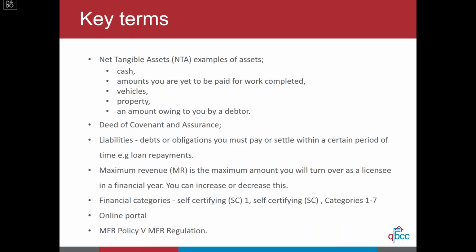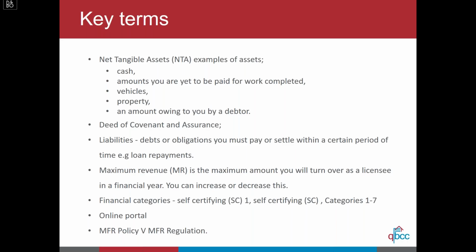Looking at financial categories, you can see them all listed there on the screen. We've got SC1, SC2, and then we've got categories 1 through to 7. If you've got it in front of you, that handout that I mentioned before, it does have a table in it. If not, I'll show you those on the screen very soon. But the financial categories has a dollar amount for each of those categories, and there's also a minimum amount of net tangible assets required to fit that financial bracket.